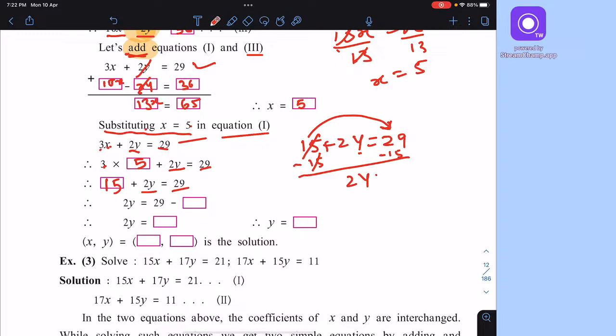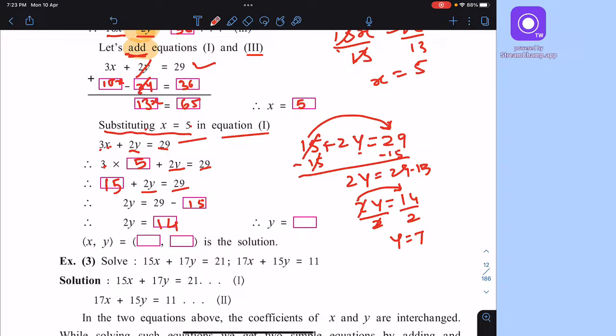You are getting 2y is equal to 29 minus 15. 9 minus 5 is 4, and 2 minus 1 is 1. 2y is equal to 14. Now either you can say this 2 is multiplying, so that will divide on that side, or you can say dividing both sides by 2. Both are same. So this 2 will cut. 14 upon 2 means y is equal to 7.